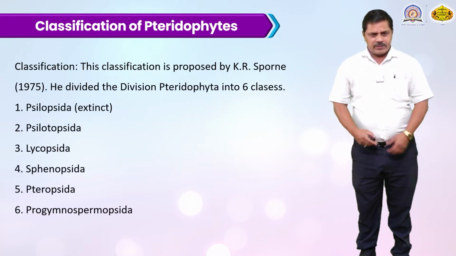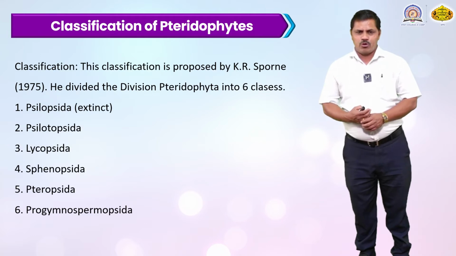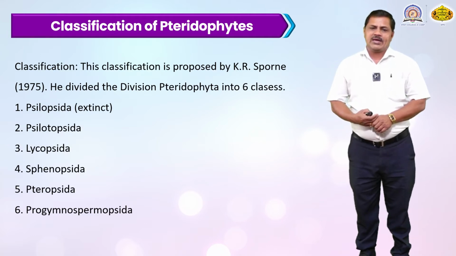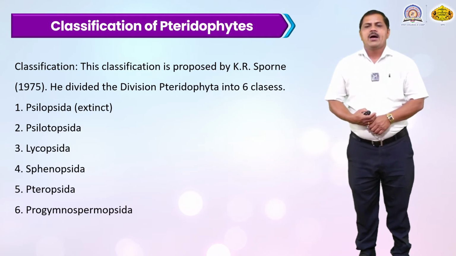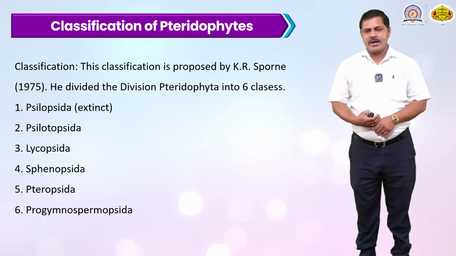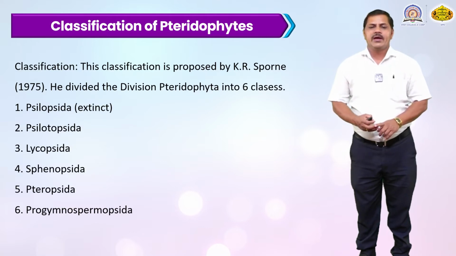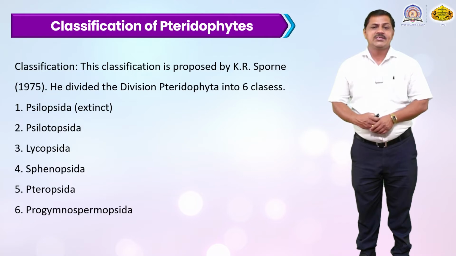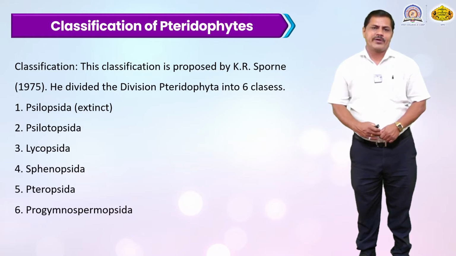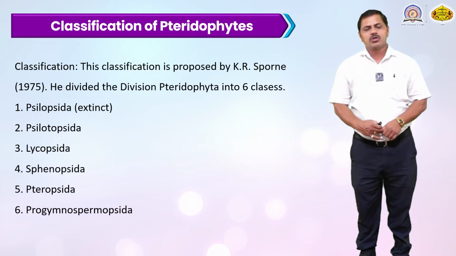Then another topic: the classification of pteridophytes. Pteridophytes were classified as proposed by K.R. Sporne in 1975. He divided the pteridophytic plants into 6 classes. First is the Psilopsida. This group of pteridophytes is extinct on the surface of the earth. Then another group is the Psilotopsida. They survive; they are a living form.